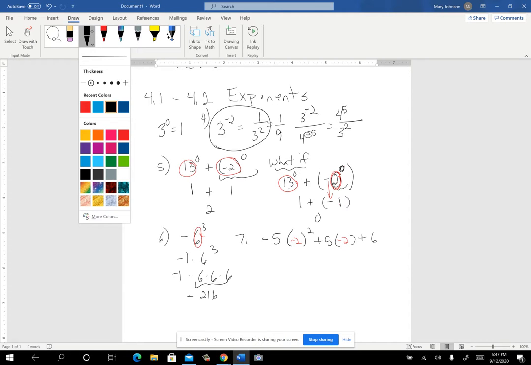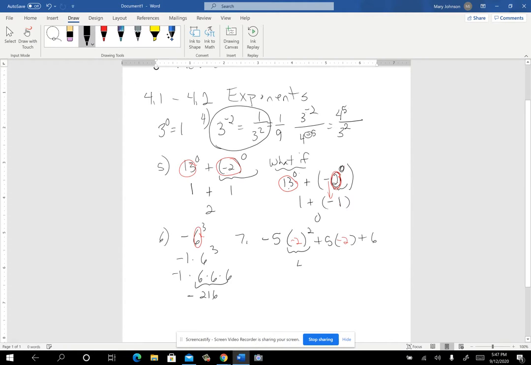So you got to watch order of operations. You got to do this first. That'd be positive 4. Okay, 5 times negative 2 would be negative 10. This would be negative 20 minus 10 plus 6. That would be negative 30 plus 6, which would be negative 24. Okay.